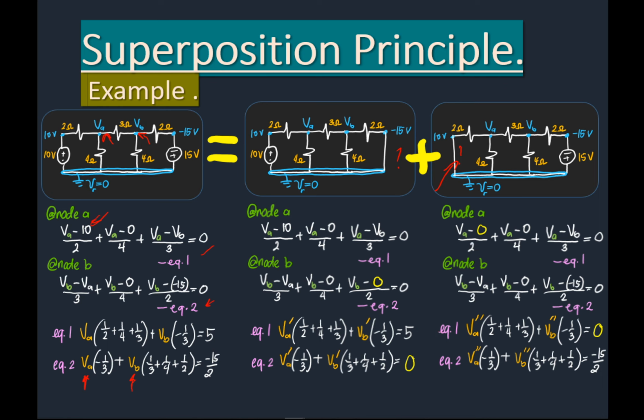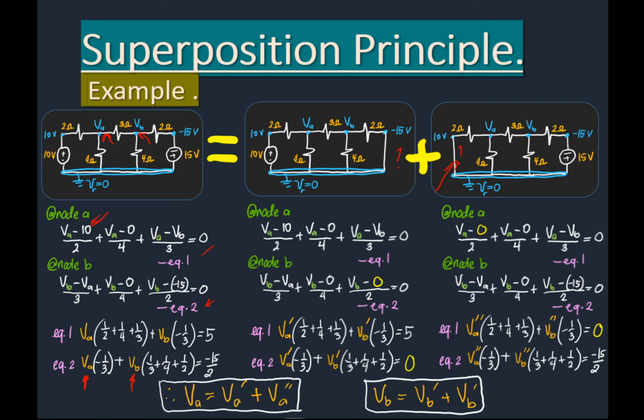Now, the superposition principle tells us that VA, the voltage in the general circuit, is equal to the sum of VA prime and VA double prime. The same is true for VB: VB is the sum of VB prime and VB double prime. Sorry, this should be VB double prime.